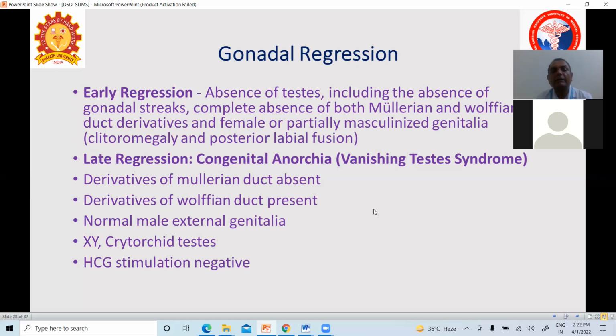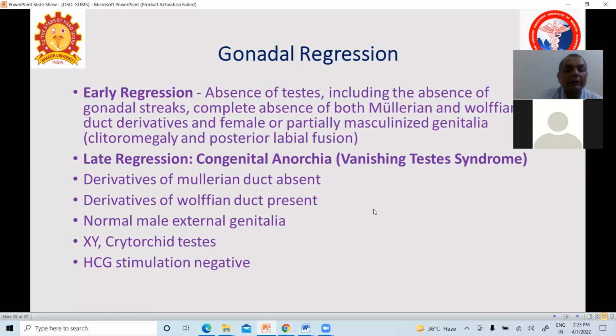Coming to late regression, or vanishing testis syndrome, here the testis has vanished late for some reason. Here, derivatives of the Mullerian duct are absent, as in early regression, but derivatives of the Wolffian duct are present, and the amount of Wolffian derivatives depends upon the time of regression of the testis. So the phenotypic features will be variable, depending on at what point of time the testis vanished.